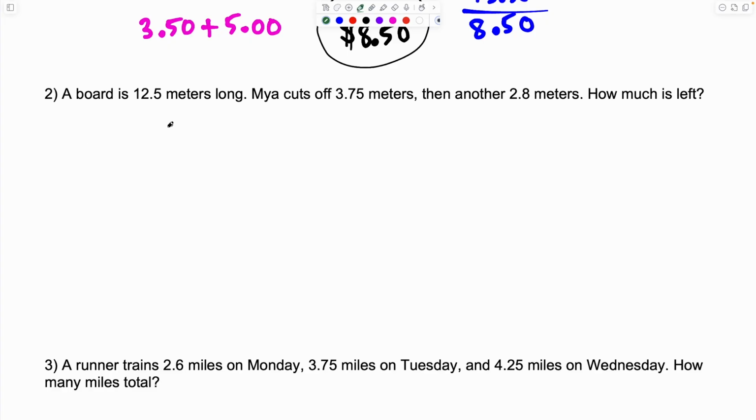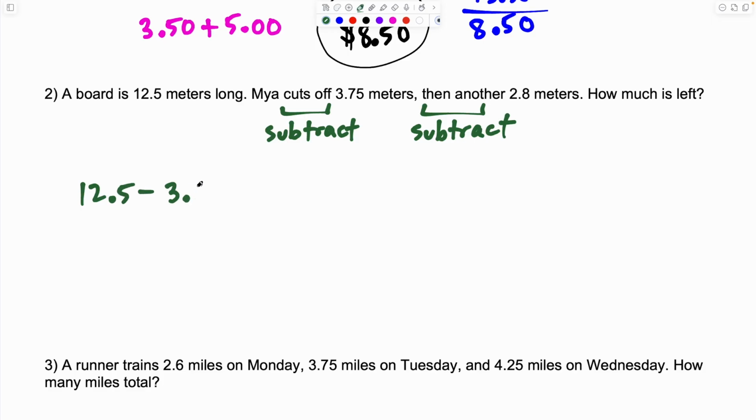Question 2, a board is 12.5 meters long. Maya cuts off 3.75 meters, then another 2.8 meters. How much is left? So in this question here, the phrase cuts off tells us to subtract. And then after this, we have Maya cuts off 3.75 meters, then another 2.8 meters. So this phrase is telling us to subtract 2.8 as well. So we're going to be subtracting twice. So the actual expression we need to simplify is 12.5 minus 3.75 and then minus another 2.8.